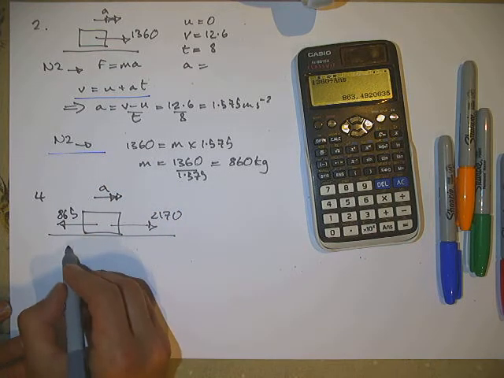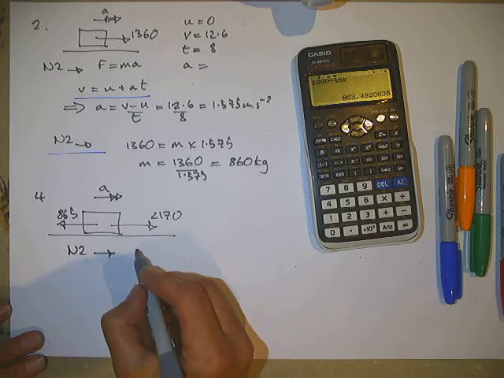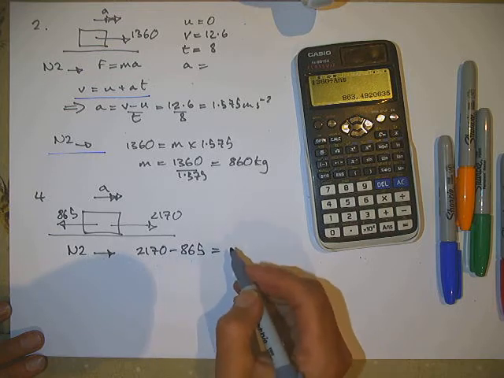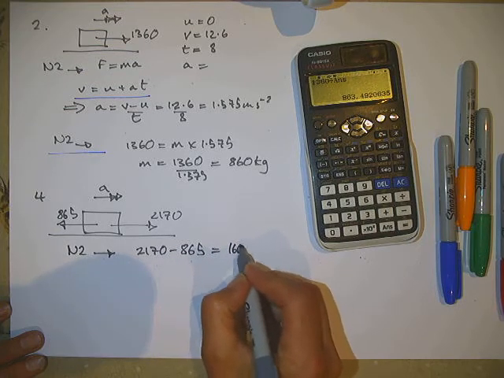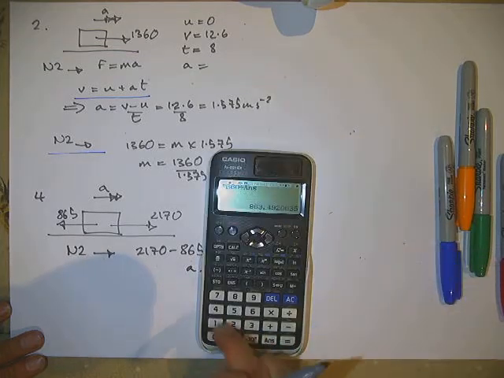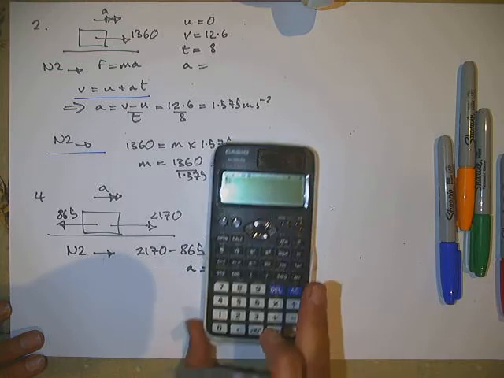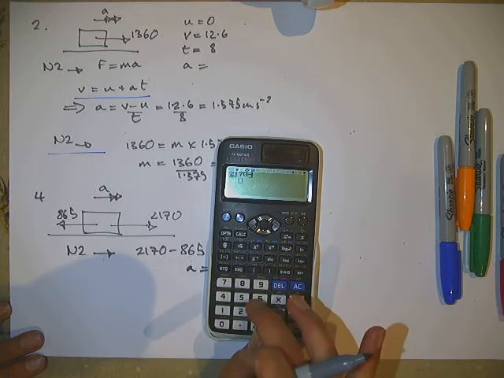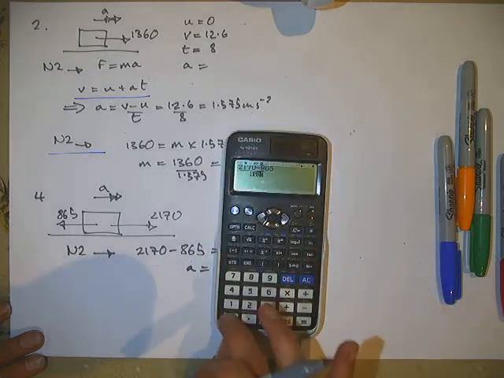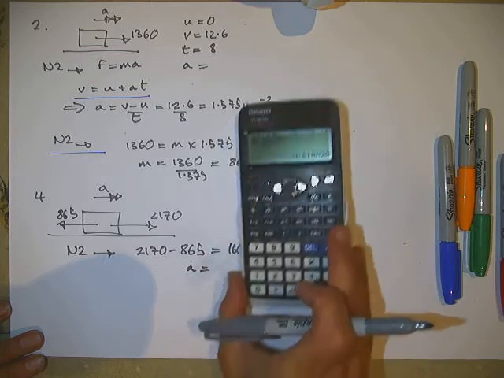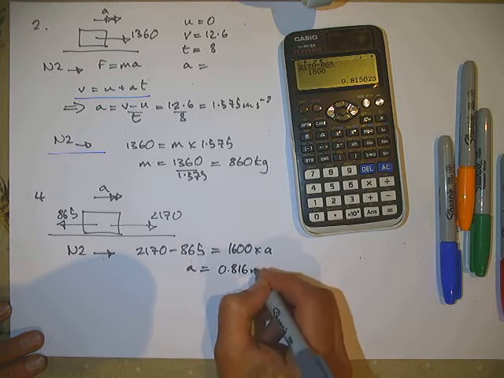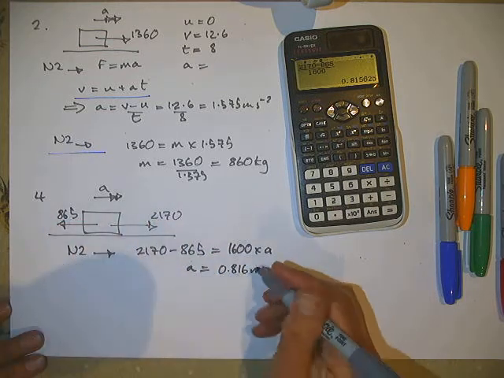So, Newton 2 applied horizontally, resultant force is equal to mass times acceleration. So the acceleration is going to be 2170 take 865 divided by 1600, 0.816. 3 sig fig, 3 sig fig, I'm going to leave it as 3 sig fig.